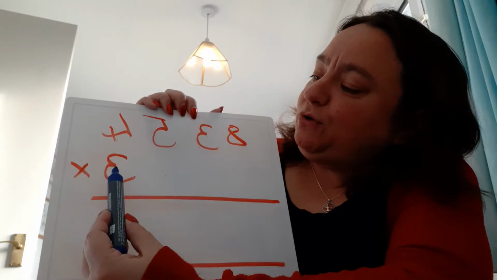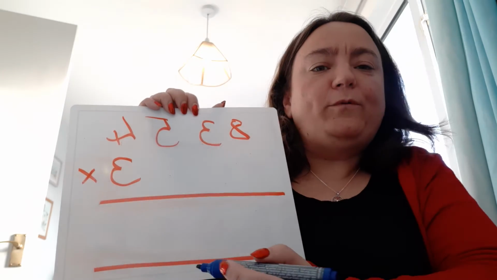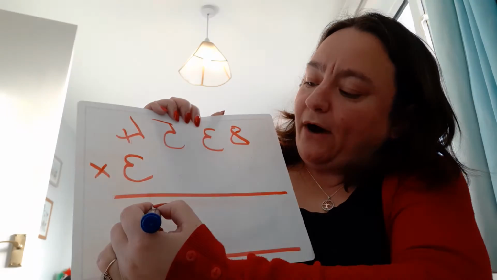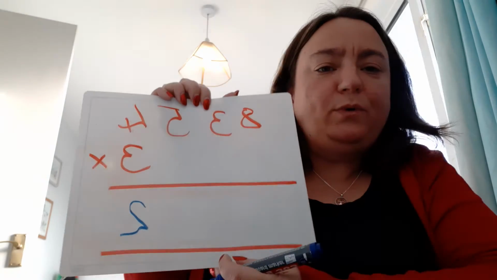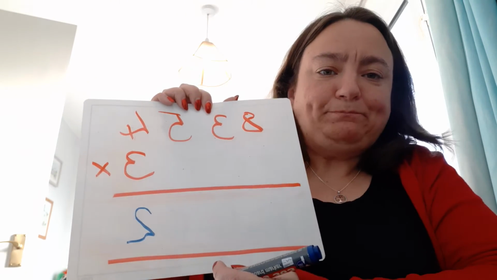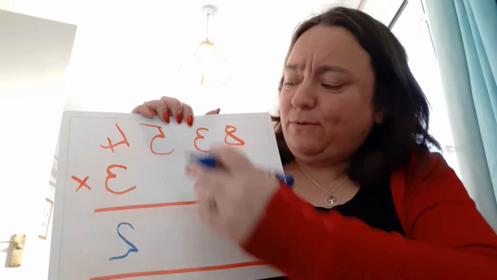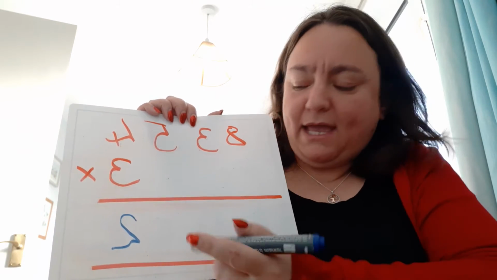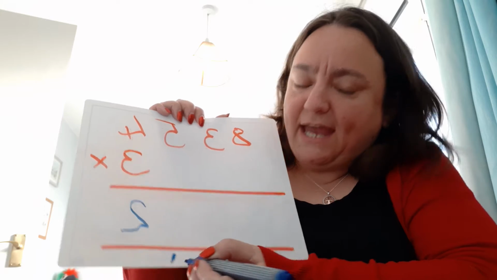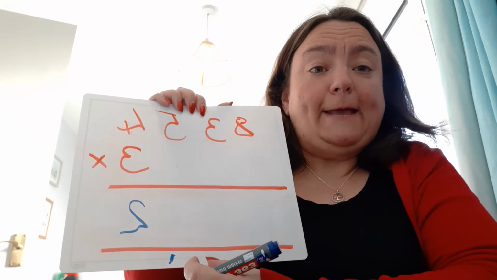So this time we're going to do 3 times 4. Now 3 times 4 is 12. So I can put my 2 into the units column. Now I don't want to put my 10 yet into the tens column because I've got another 10 up here. So I'm just going to pop my extra 10 down at the bottom so I don't forget him.